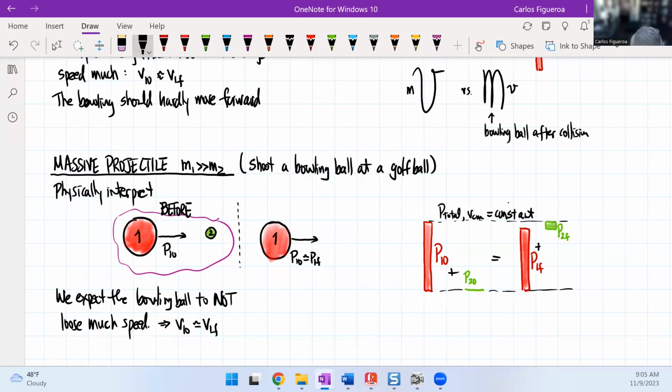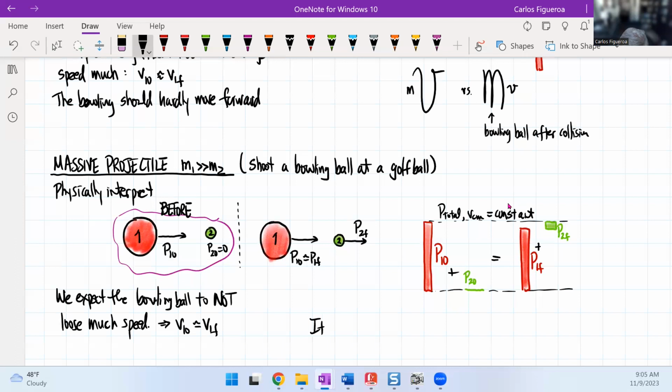And then what do we expect of the golf ball's momentum? Well, it's going to be tiny, right? This is going to be a really tiny momentum. But the question is, how big is this momentum going to look like? Well, it turns out that if the bowling ball stays fixed, the speed of the golf ball is roughly twice the speed of the bowling ball.